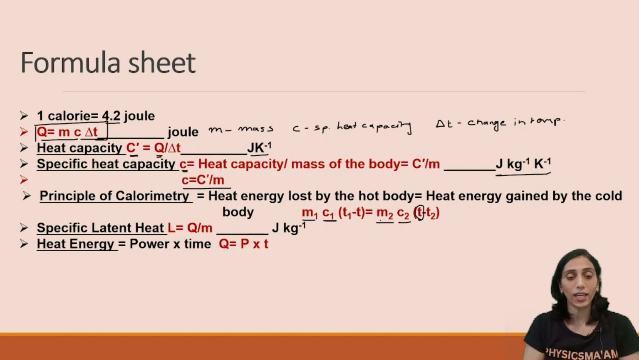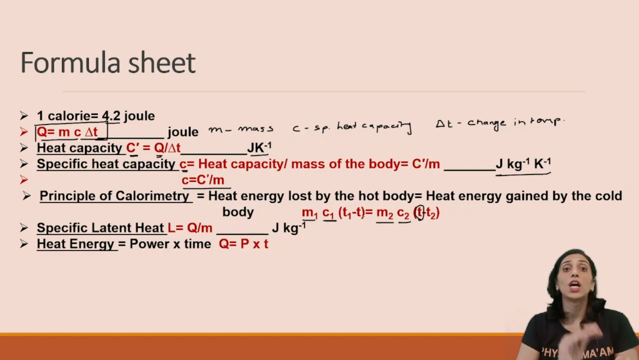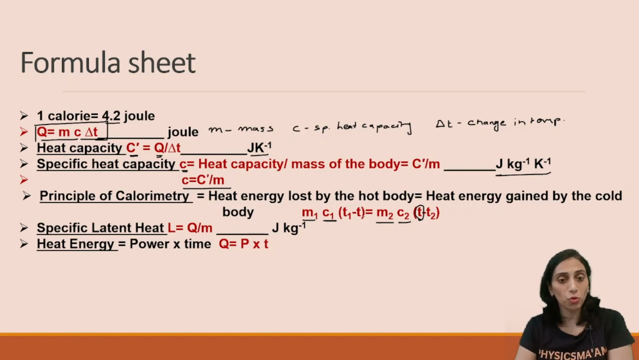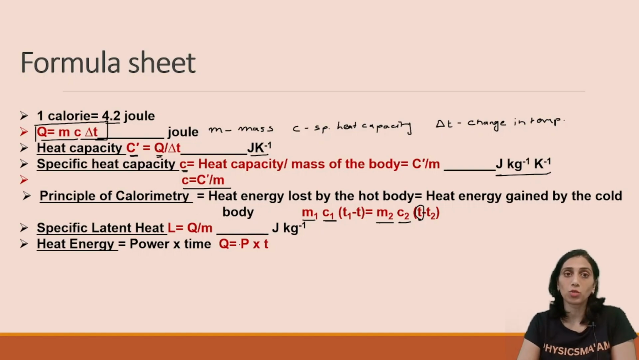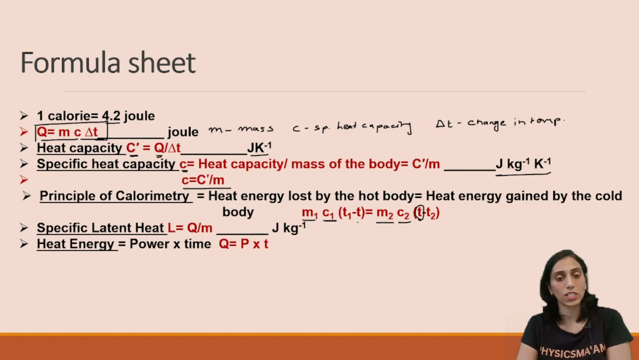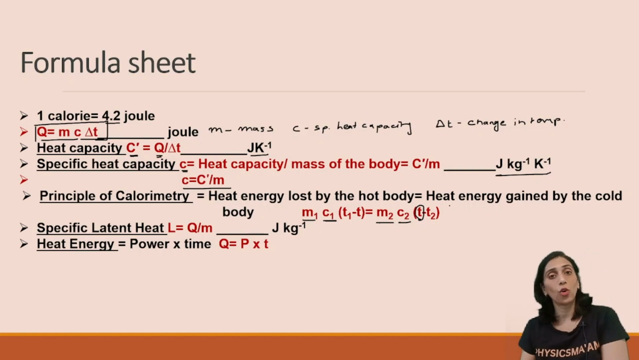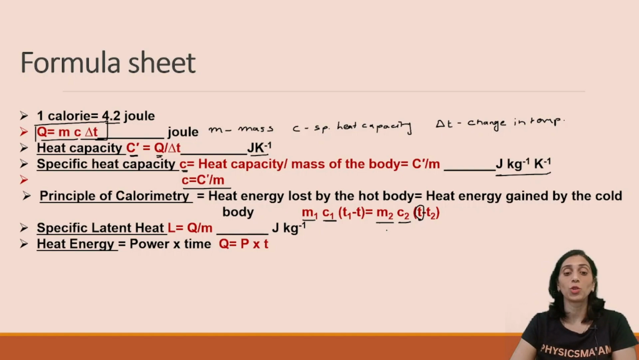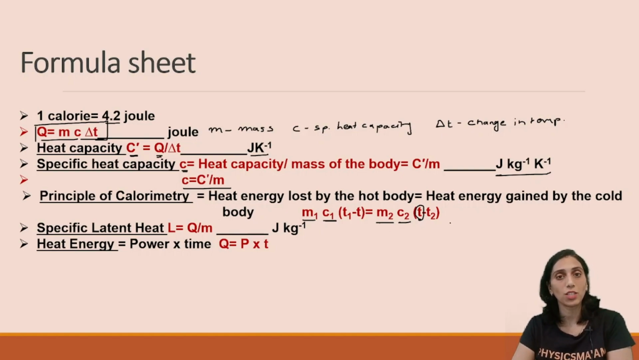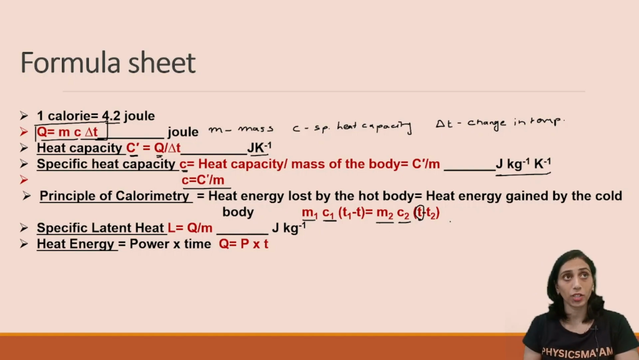So combining that, if I have to write an equation, it becomes M1C1 (T1 minus T), which is the drop in temperature of the hot body, right? So the hot body is going to lose heat energy. So uska calculation hai M1C1 (T1 minus T), and the cold body is going to gain energy. So it is equal to M2C2 (T minus T2), which is always going to be more than the cold body's original temperature, है ना?